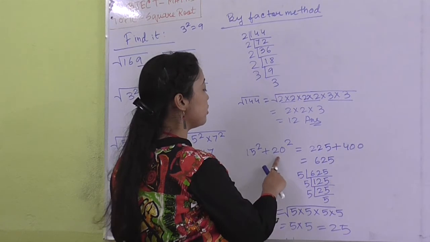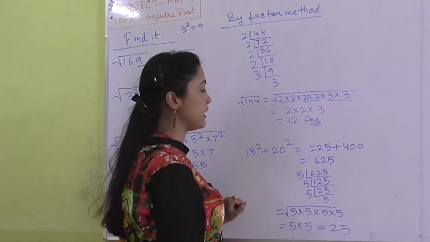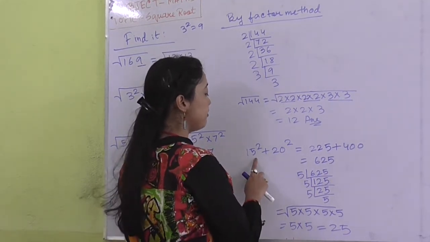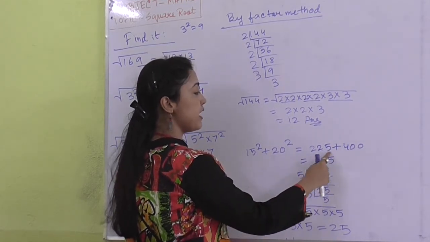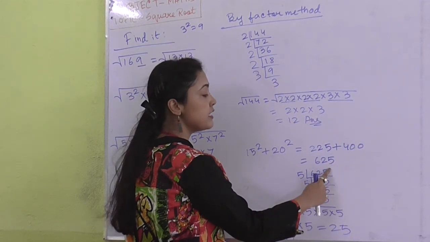Next we have been told to find out the square root of 15 square plus 20 square by using the factor method. So the square of 15 is 225. The square of 20 is 400. So 225 plus 400, it is coming as 625.